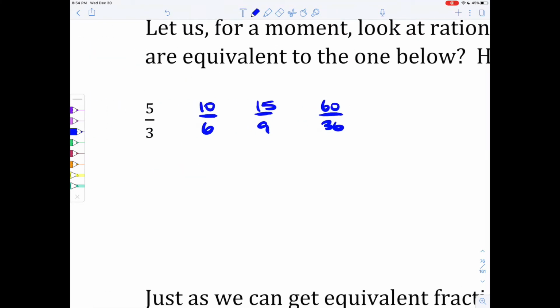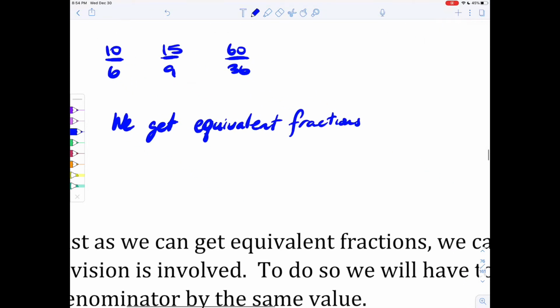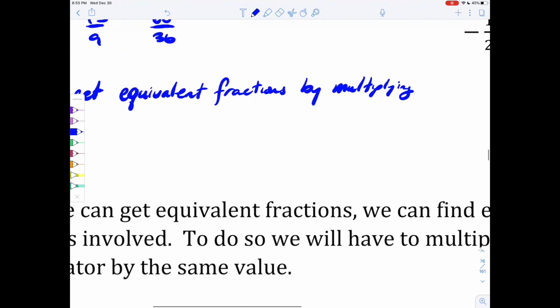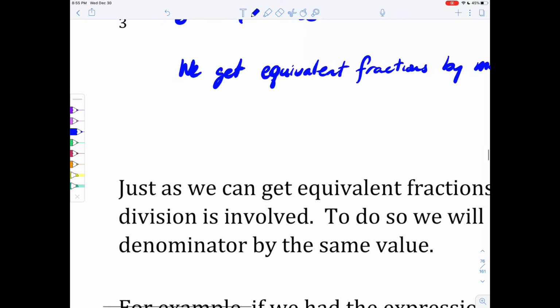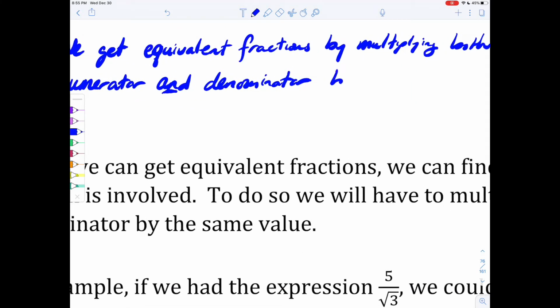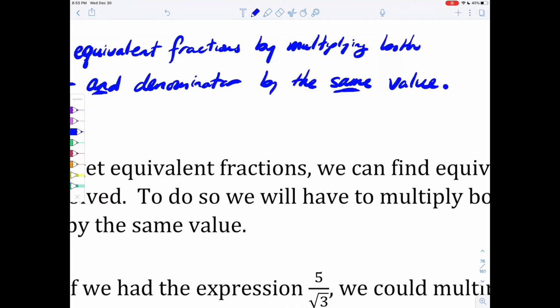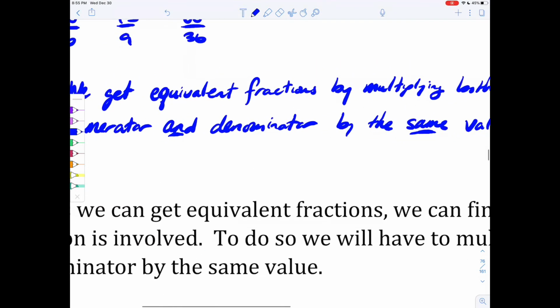How did we get them? Well, we will get equivalent fractions by just making sure we multiply both the numerator and the denominator, but we multiply them by the same value. That's how we get equivalent fractions.